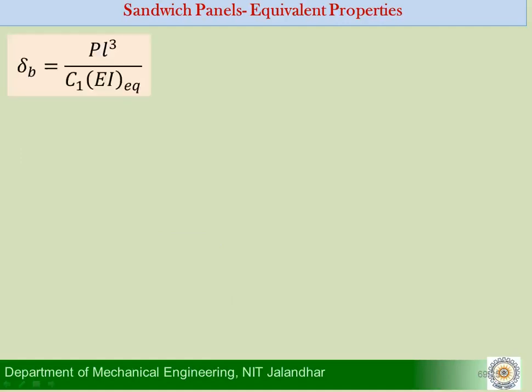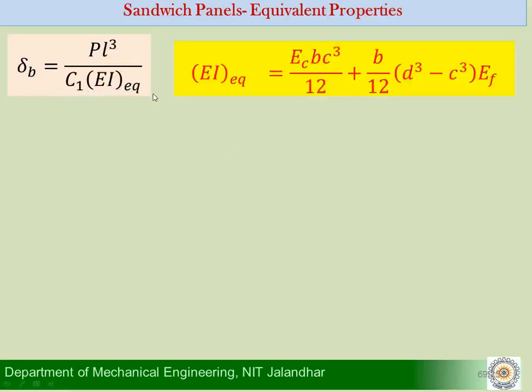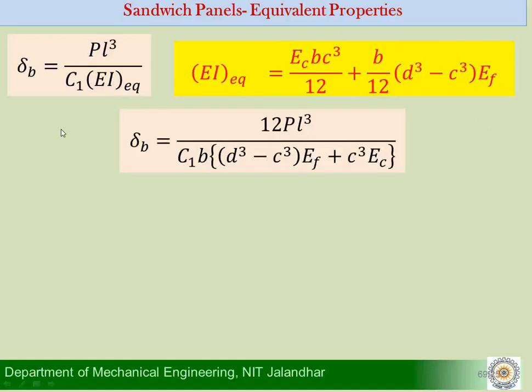Now taking this forward, we have already written that delta B was written as PL cube upon C1 EI equivalent, and I have already found the value of this term. EI equivalent has been found as this expression, that is the core portion here, and this one is for the face portion here. The next step is that I simply substitute this EI equivalent in the expression for delta B, and this gives me delta B as 12 PL cube on C1 B, D cube minus C cube into EF plus C cube into EC. So this is as far as delta B is concerned.